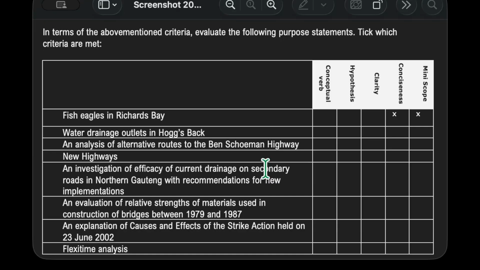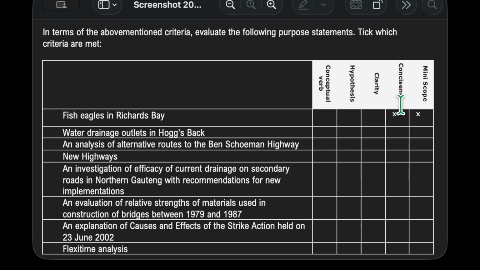An exercise I give the delegates regarding the purpose statement is to judge between the different purpose statements over here, some good, some poor. The 5 criteria that I have identified for a good purpose statement includes, firstly, the conceptual verb, secondly, the hypothesis. Does it lead to some kind of hypothesis? Thirdly, clarity. And fourth, conciseness.